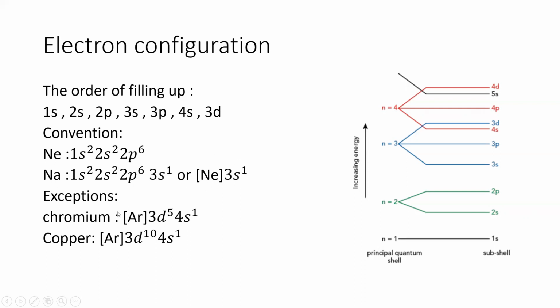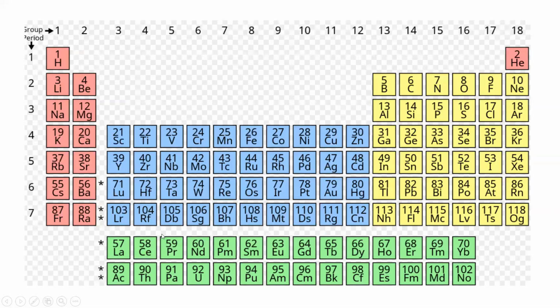There are a few exceptions, which are chromium and copper. In these cases, instead of filling 4s2 completely, they fill 3d5 and 3d10. So just take note of this. The 4s2 is not fully filled. Alright, so just take note of these exceptions. So now we look into how to fill the orbitals based on a periodic table.